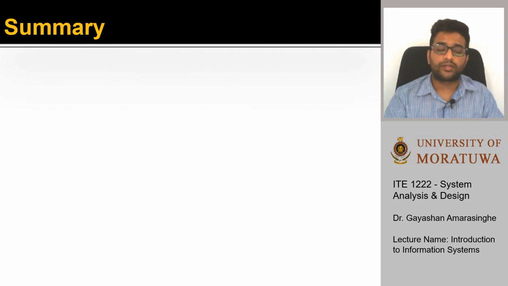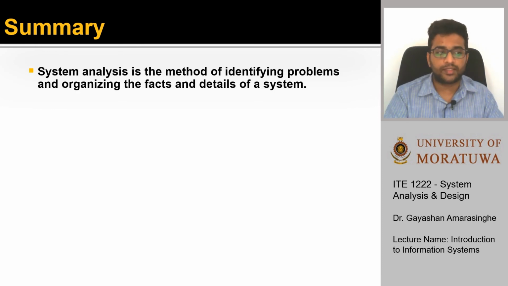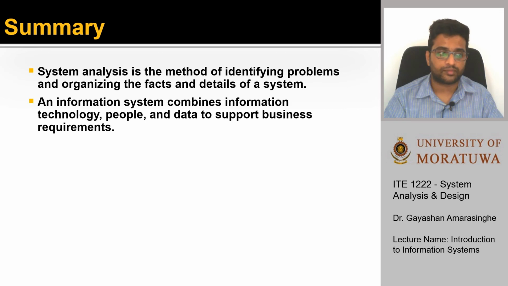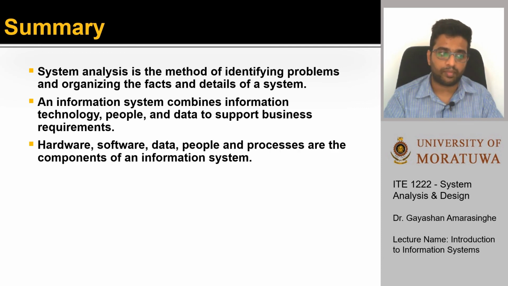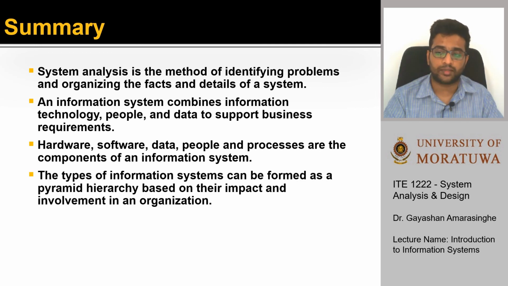So in this lecture, we looked at the Introduction to Information Systems as part of system analysis and design. System analysis is the method of identifying problems and organizing the facts and details of the system in such a way that you can use that information to design systems in the future. An information system combines information, technology, people, and data to support business requirements. Hardware, software, data, people, and processes are the components of an information system.